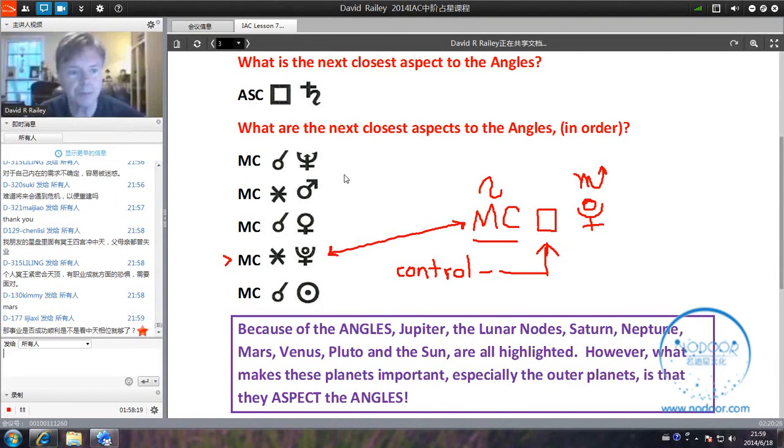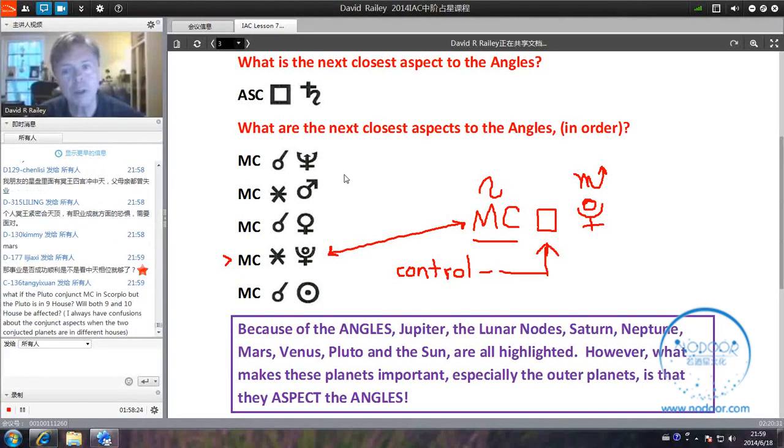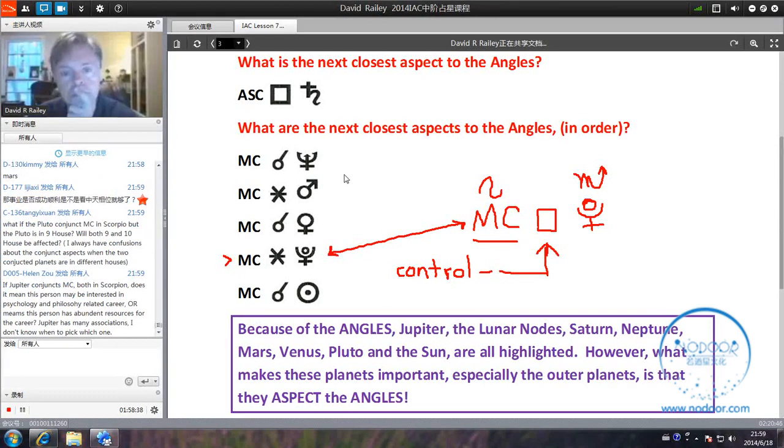Good. 这样大家都清楚了吗？All right. Now let's take a look at some of the other questions here because there's so many. And another question is that, does that mean that we only need to see the aspect to MC to know whether the career is successful or not?